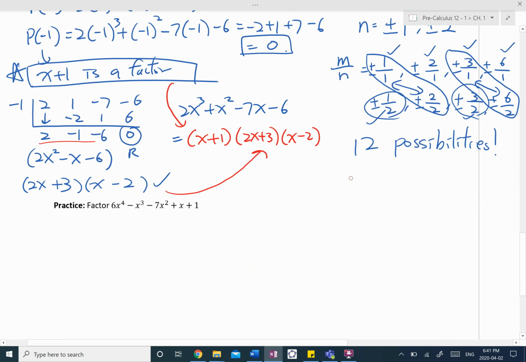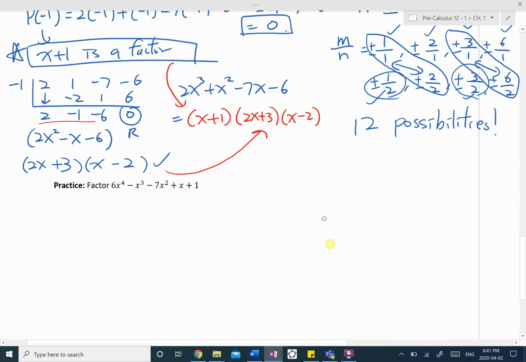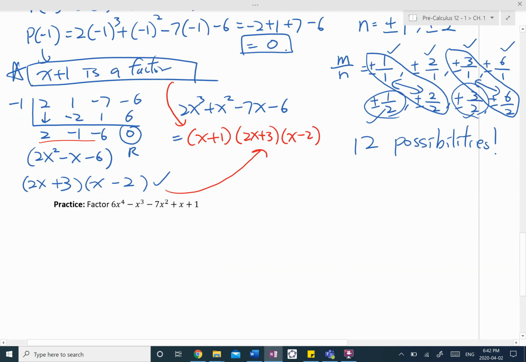So here is the practice question for you to do. Again, you can click pause. It is a 4th degree function. We call it a quartic function, or a polynomial. Think about how this question is similar to the example I just showed you, and how it is different. Okay, so click pause, and then good luck.